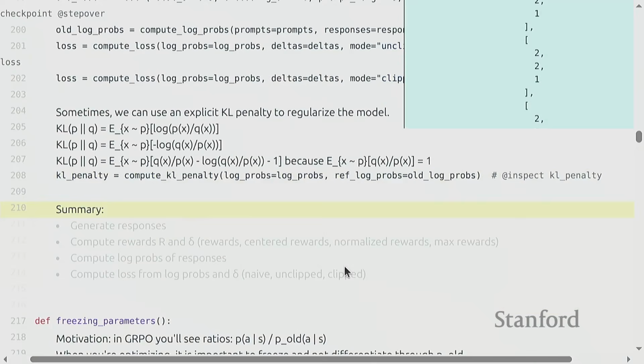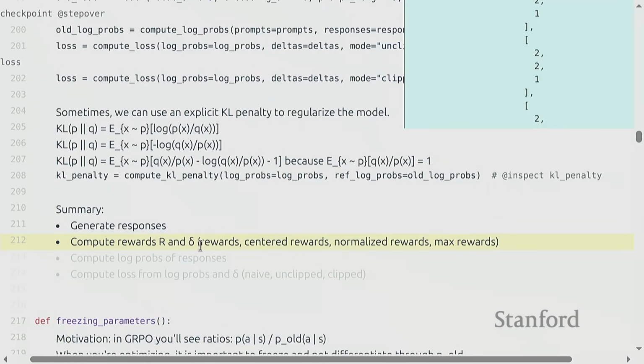Okay, so just to summarize so far the components that are needed to introduce the actual algorithm. You generate the responses given a particular fixed model. From the responses, you compute the rewards and the deltas. And in the case of GRPO and friends, these don't depend on the model. It's just a function of the responses.